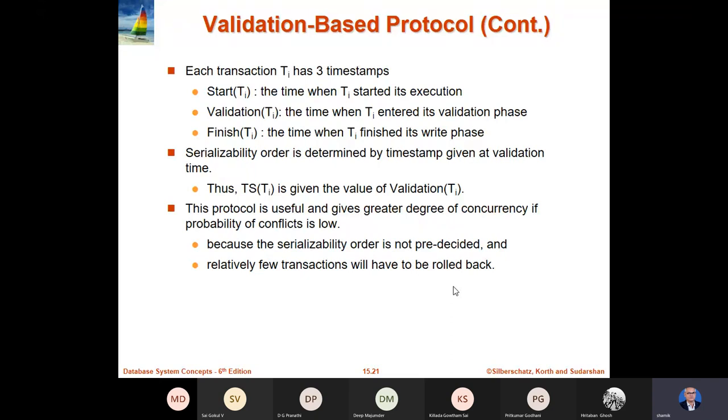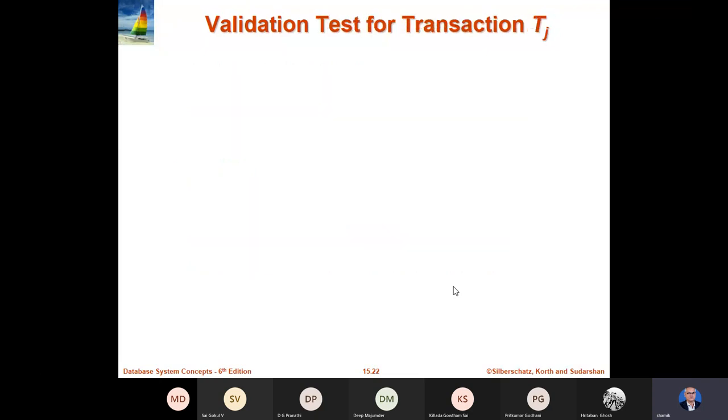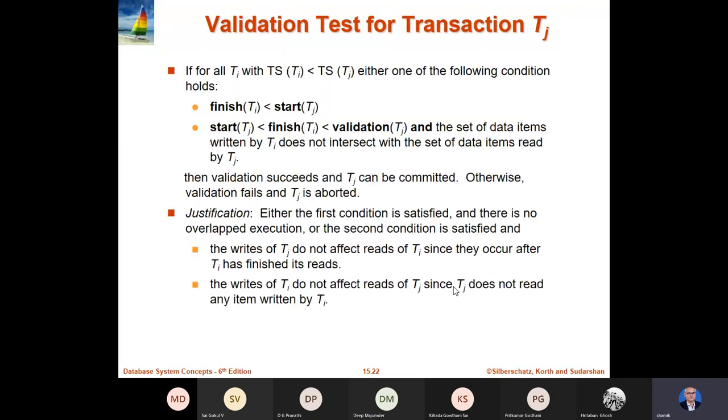Probability of conflicts is low because the serializability order is not pre-decided, and relatively few transactions will have to be rolled back. So the validation test is very simple. If for all TI with TS-TI less than TS-TJ, either one of the following conditions holds. The finish TI is less than start TJ, that means that TI has finished before TJ started, or start of TJ is less than finish of TI, but it is less than validation of TJ, and the set of data items written by TI does not intersect with the set of data items read by TJ.